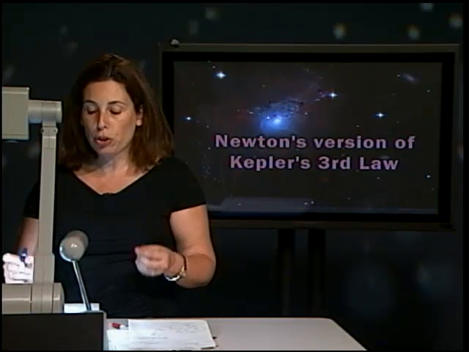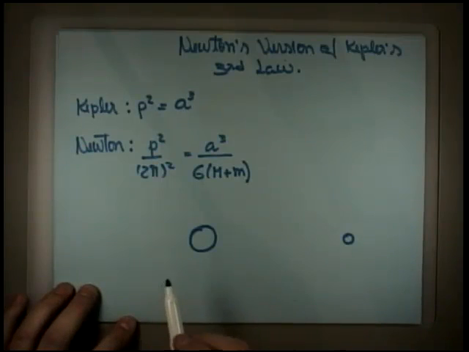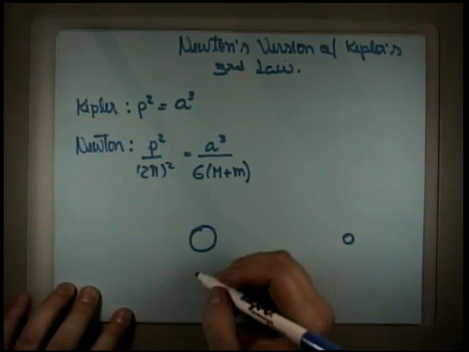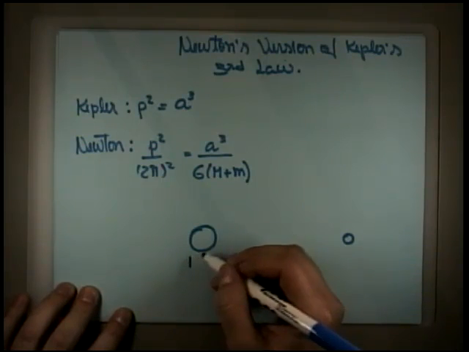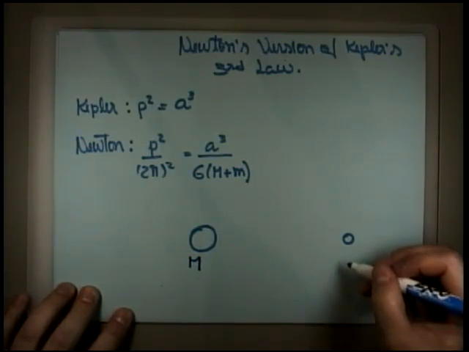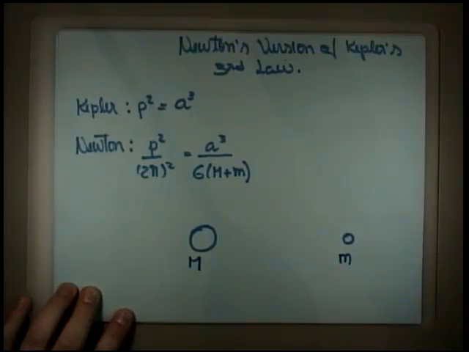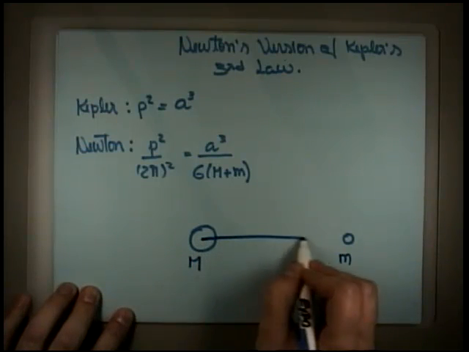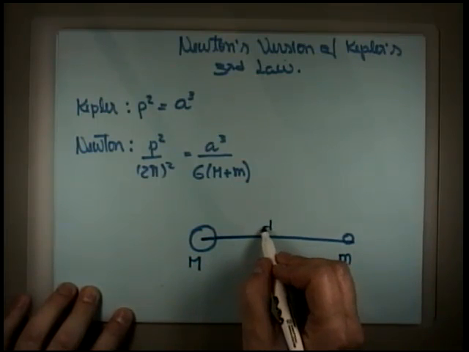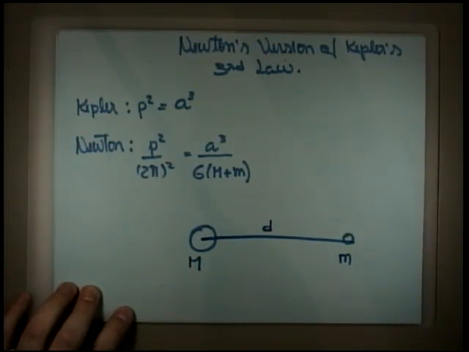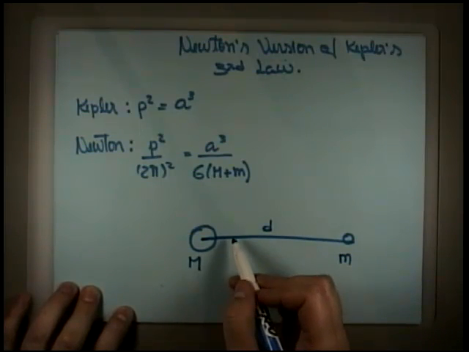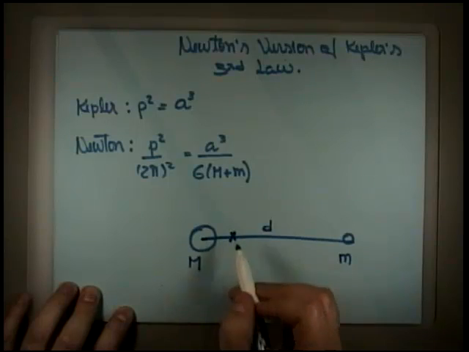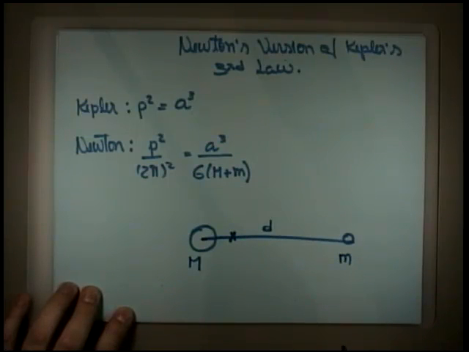So Newton's version becomes important when we have two bodies, and we can't ignore the mass of either one of them. We can't say that one is very small. So here I have a big body that I'll call big M, and a little one that I'll call little m. They are at a certain distance apart that I'll creatively call d. The center of mass of the system, the place that these objects will orbit, is neither the center of big M nor the center of little m. It's somewhere in between, and that's where they will orbit.